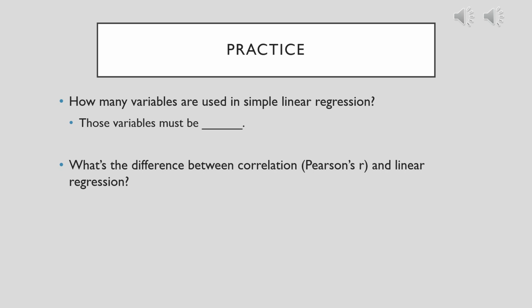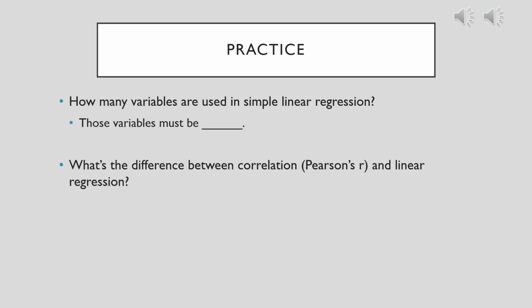So how many variables are used in simple linear regression, which is the kind of regression we've been doing so far? There are two variables, right? You've got a predictor variable, which is your x variable. You've got an outcome variable, which is your y variable. And you're trying to predict values of the outcome based on values of your x variable, your predictor variable.